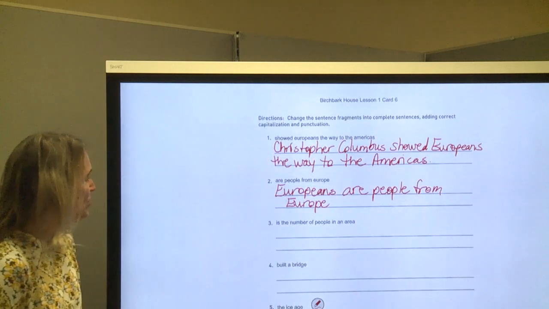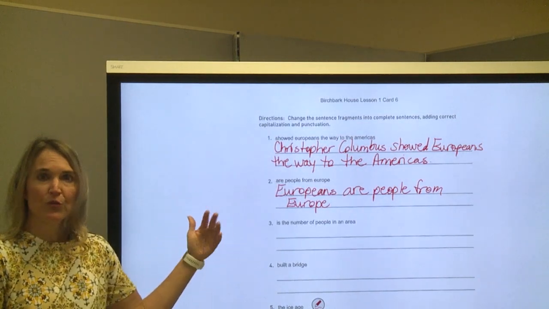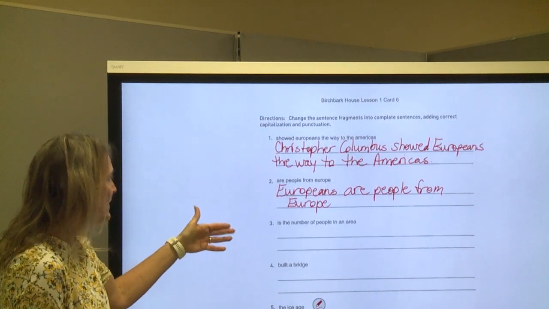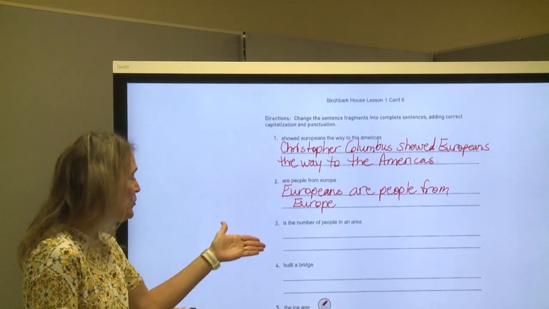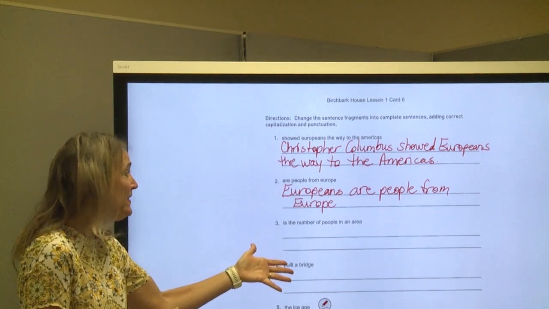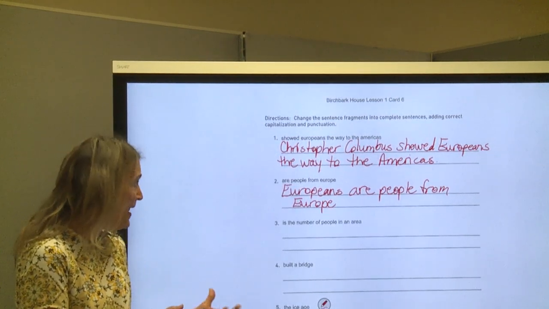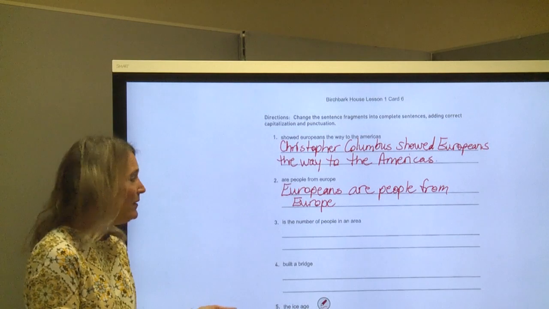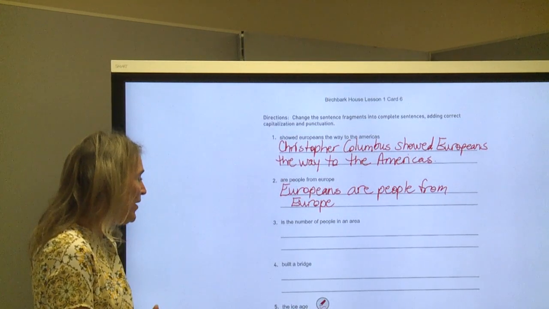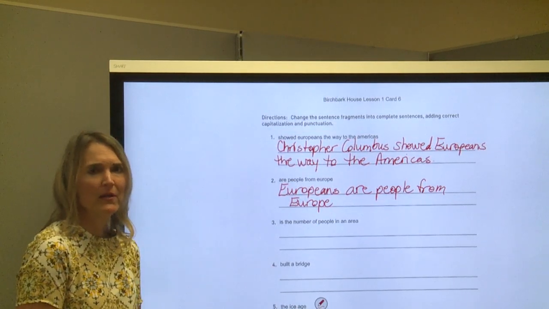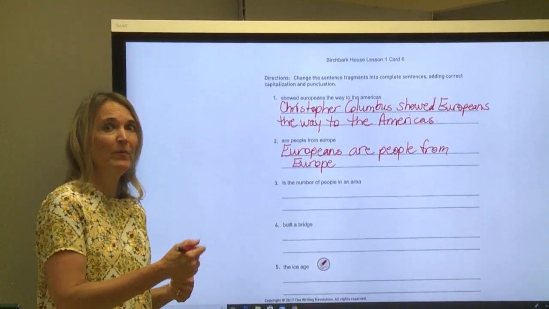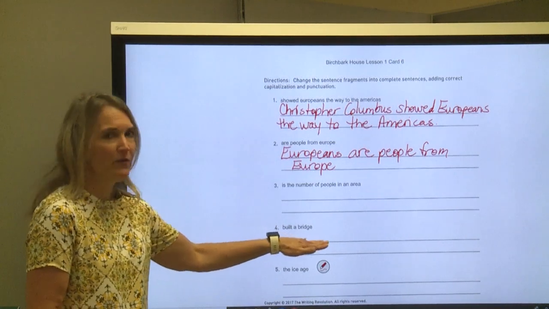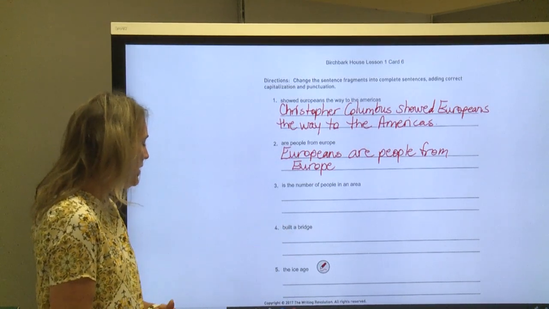As we continue to just discuss the next three, if we're to write these at home or in class, blank is the number of people in an area, because we see we're missing something. What is the number of people in an area? Population is the number of people in an area. Built a bridge. Who built a bridge? Is that one of the theories? Did people build a bridge? People built a bridge to get to the Americas.